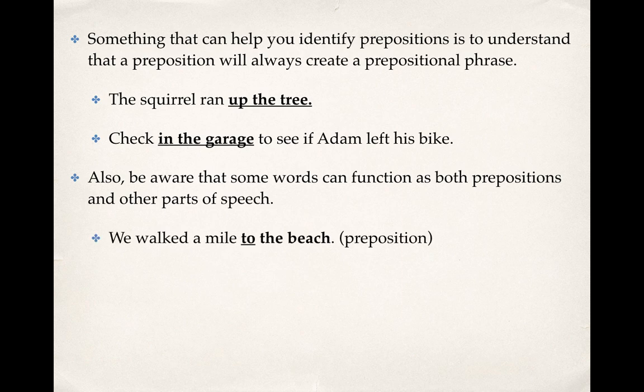The word to can often be used as a preposition. We walked a mile to the beach. The word to can also be part of a verb. Miles really wanted to swim in the ocean. Because the word to in the second sentence is connected to a verb, it becomes part of that verb. It becomes an infinitive, to swim. It doesn't have an object, as in to the beach. Do you see the difference there?